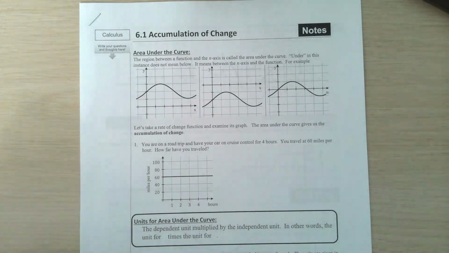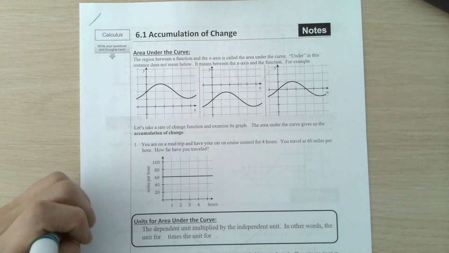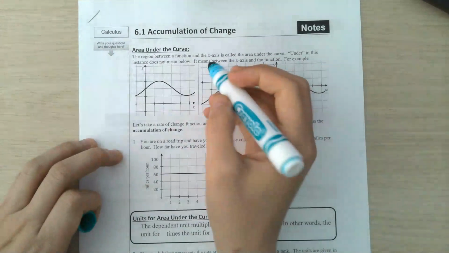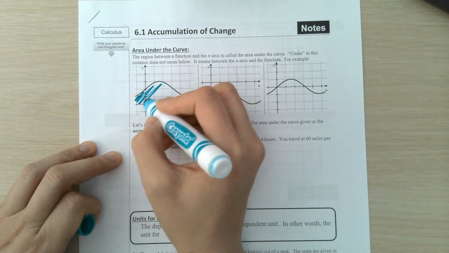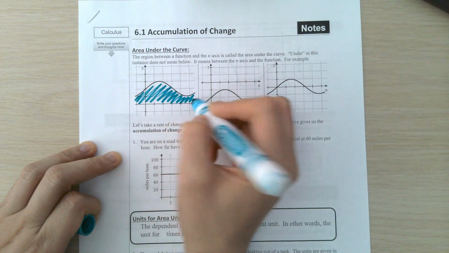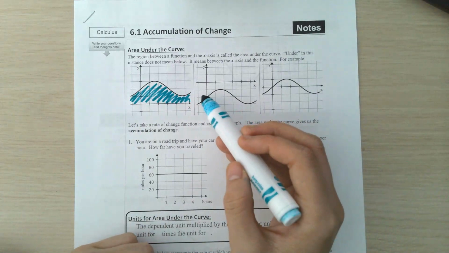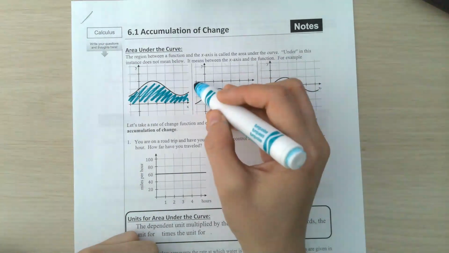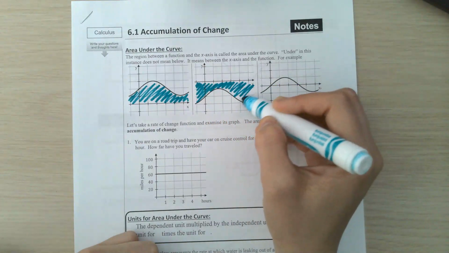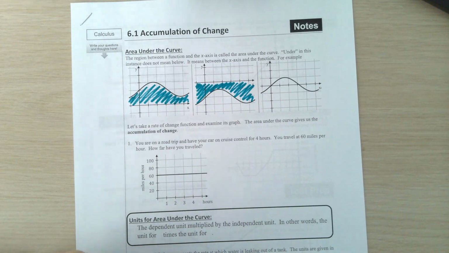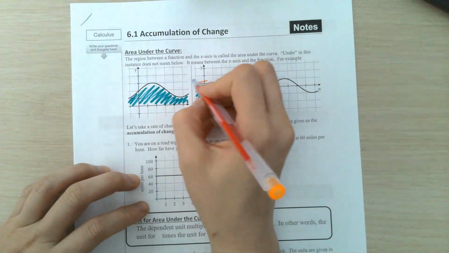For example, if we look at these different functions, what we want to do is shade under the curve, which means shade between the function and the x-axis. Here our x-axis is here, so we're going to shade right here. This one is where it starts to get confusing because we're actually shading above the curve, but it's still between the curve and the x-axis. That's the key part, the x-axis. See right here.